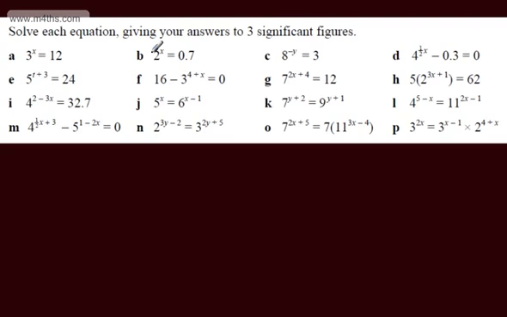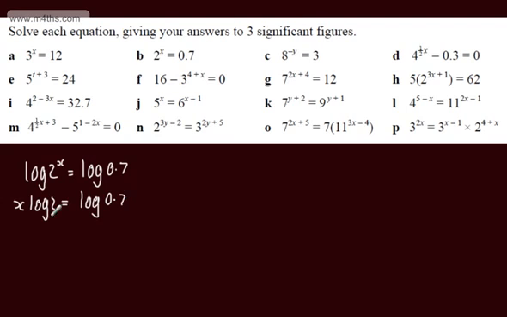So let's look at this one right here. Now, of course, we could write this as a log statement. Log to the base 2 of 0.7 is equal to x. Alternatively, we could just take logs of both sides. So log 2 to the power of x is equal to log of 0.7, where log is base 10. Bringing the power down, x log 2. Log 2 is just a number, log 0.7 is just a number.